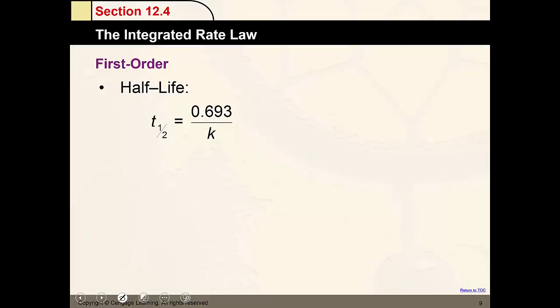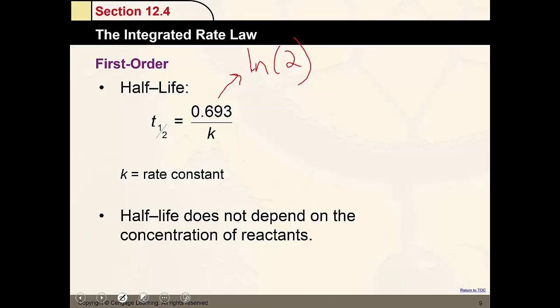So for first order reactions, this is the equation for half-life, and how we get this 0.693 value. Remember, half-life, it's half remaining, so here we'd be taking the natural log of 2, and that's 0.693. So you can either calculate for the half-life or calculate for the rate constant k if you're given the other one. So if you'll notice here, half-life for a first-order reaction is going to be constant. Half-life does not depend on the concentration of reactants. It's only dependent on k.